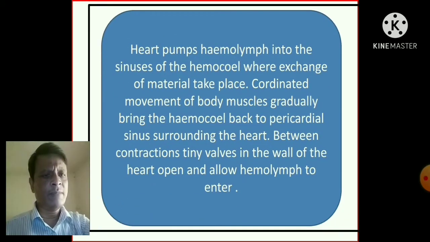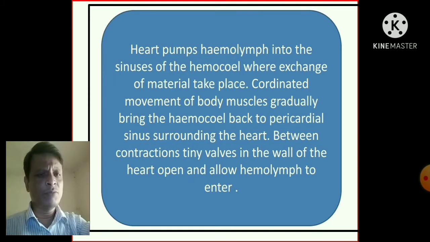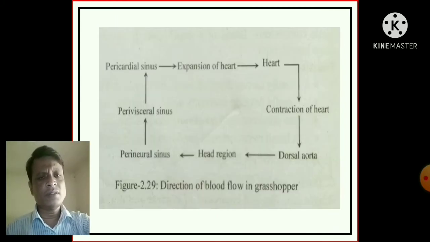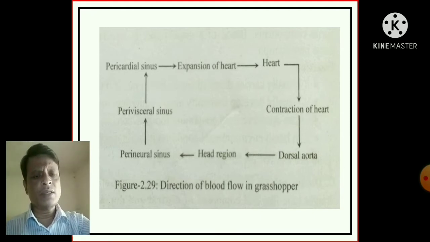The heart pumps hemolymph into the sinuses of the hemocoel, where exchange of materials takes place. Coordinated movements of the body muscles gradually bring the hemolymph back to the pericardial sinus surrounding the heart. Between contractions, tiny valves in the wall of the heart open and allow hemolymph to enter. Now, you must write down this circulation process or flow chart of the blood circulation of grasshopper.